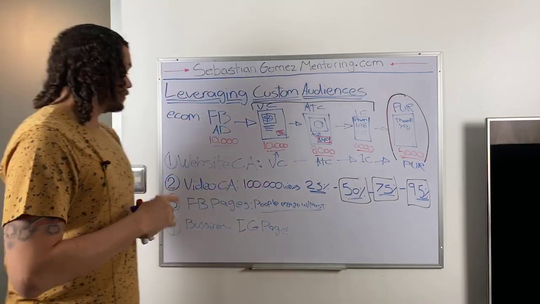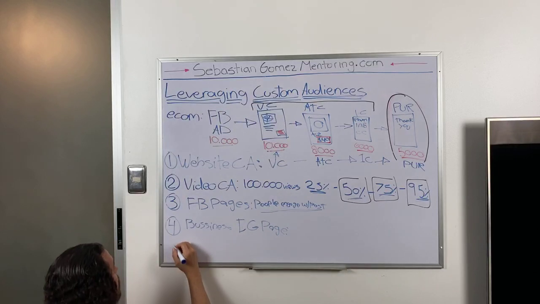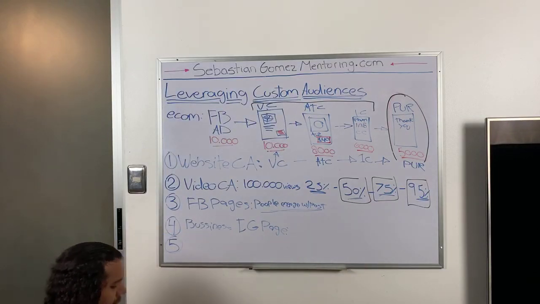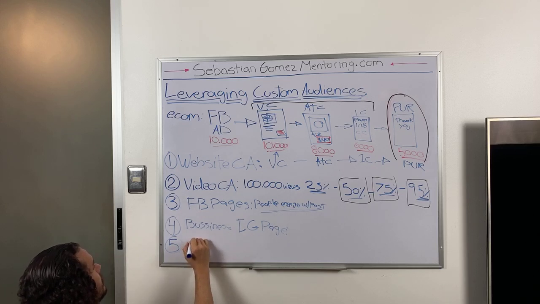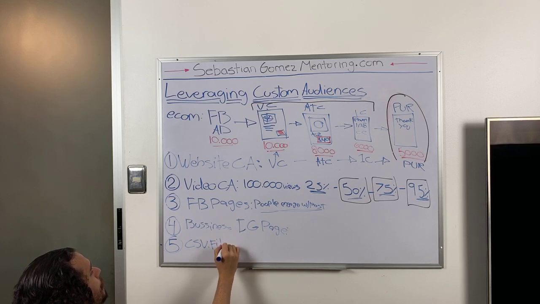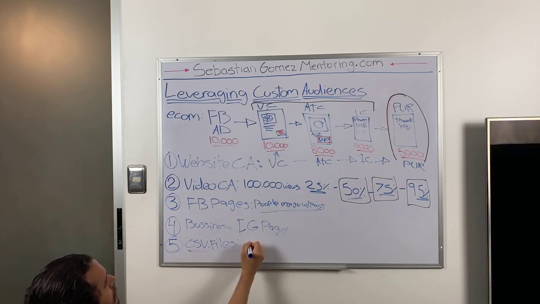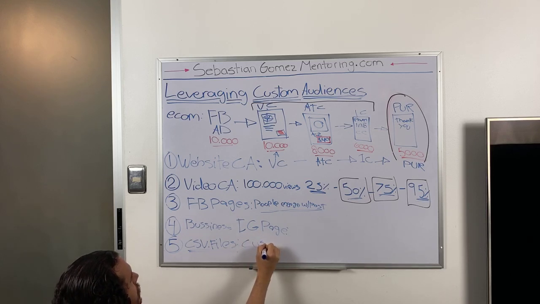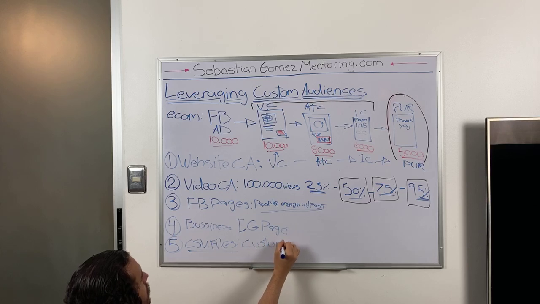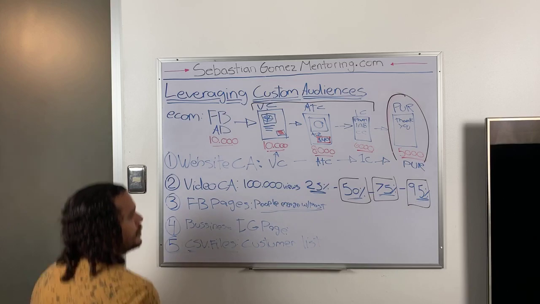And something really important that I almost forgot, the fifth one, which is really cool. And these are basically CSV files. And people will be asking, what are CSV files? This can be a customer list.